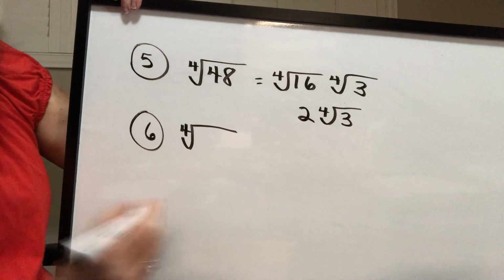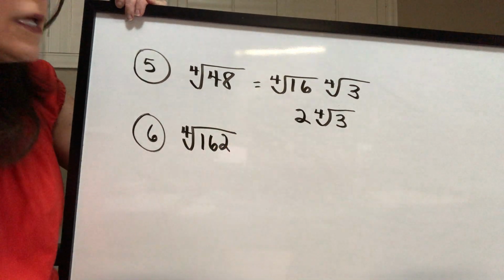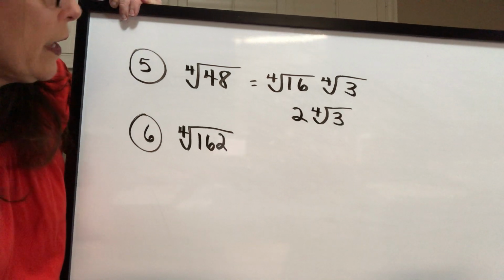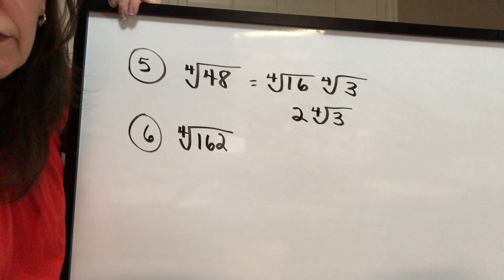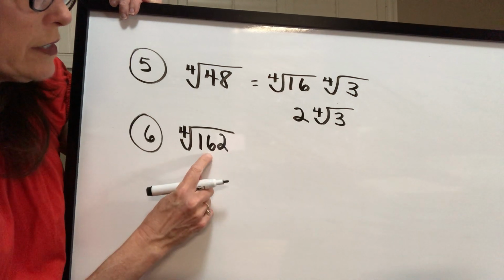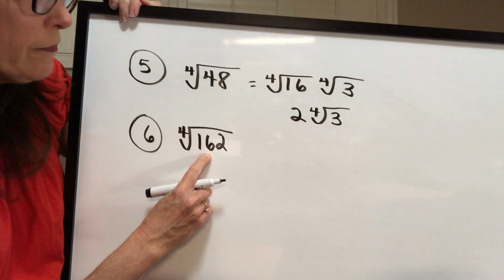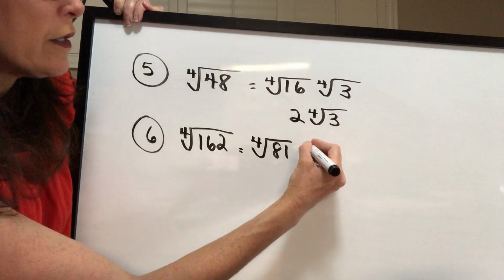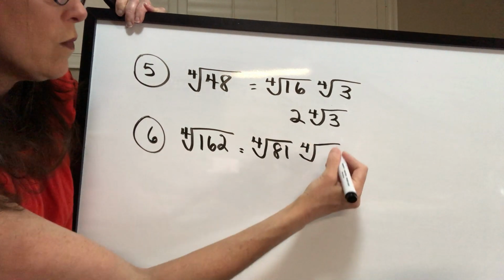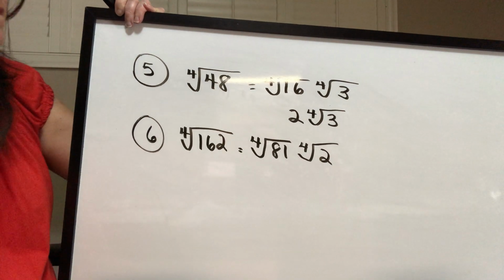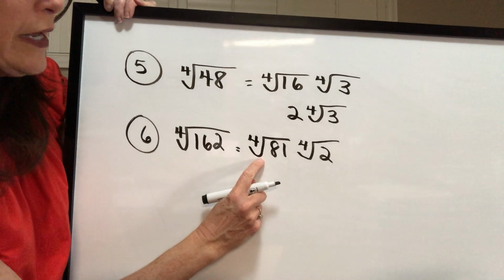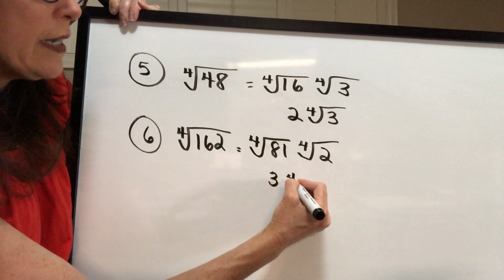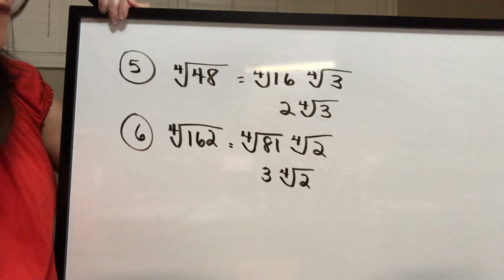Number 6, you do the same thing with the number 162. You are looking at the 3rd column on the power sheet, and you're looking for any number that's a perfect 4th power that divides into 162. And if you try some, you'll find that 81 goes into 162 2 times. So the 4th root of 81 would be 3, and the 4th root of 2 is not perfect, so you put 3 4th root of 2.